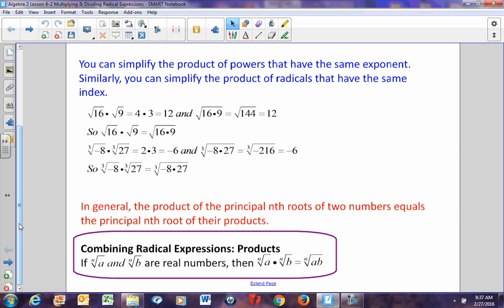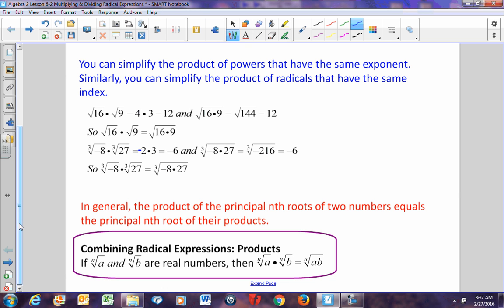Same thing happens with cube roots. If I have the cube root of -8 times the cube root of 27, the cube root of -8 should be -2. Oops, I missed the negative sign in there. So this should be -2. And we've got -2 times 3, which is -6. And the cube root of -8 times 27 is the cube root of -216, which is also -6. So again, you can simplify first and then multiply, or you can multiply and then simplify.